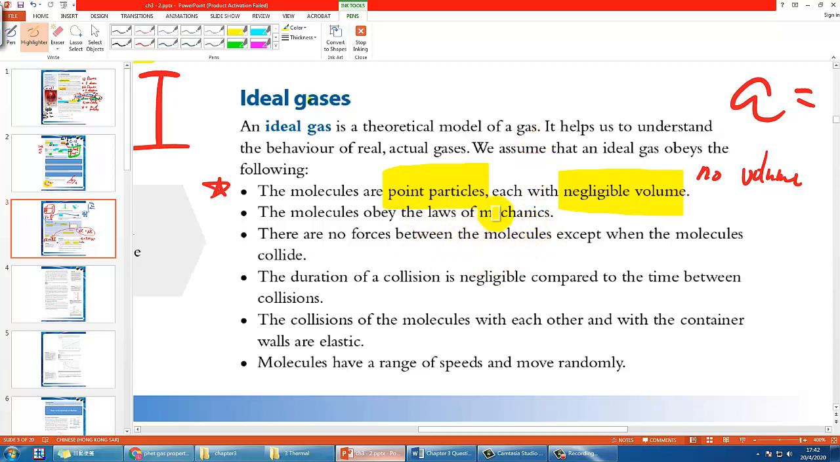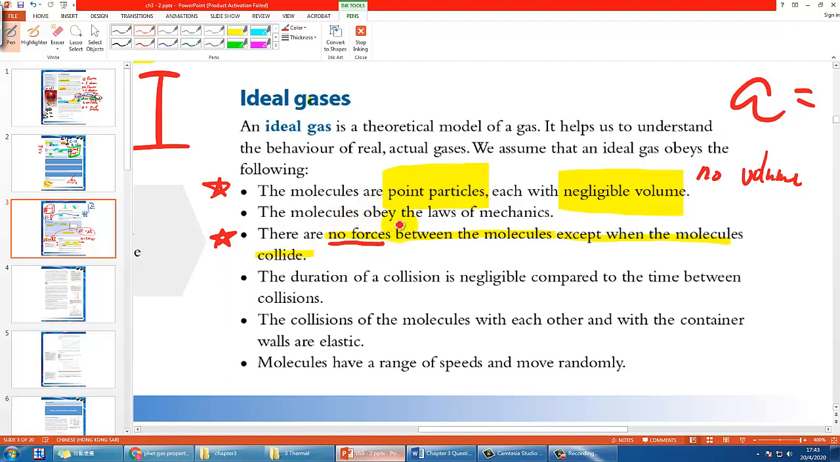But of course, if you could add some more, simply just to be safe, add this at the end of the suggestions that you are trying to make. The other one is saying there's no force between the molecules except when the molecules collide. Actually, I'm not sure if you understand this sentence, but this is one of my choices I would suggest.